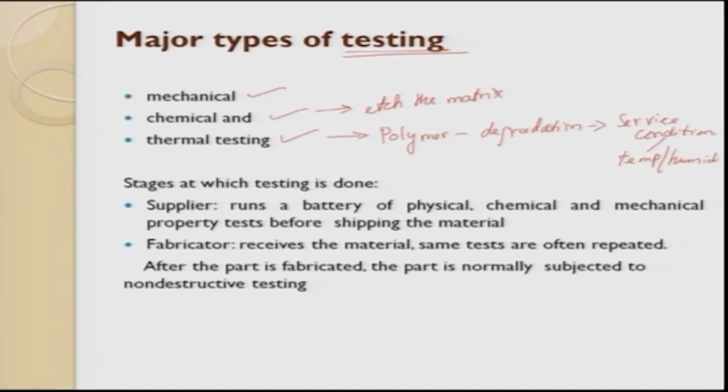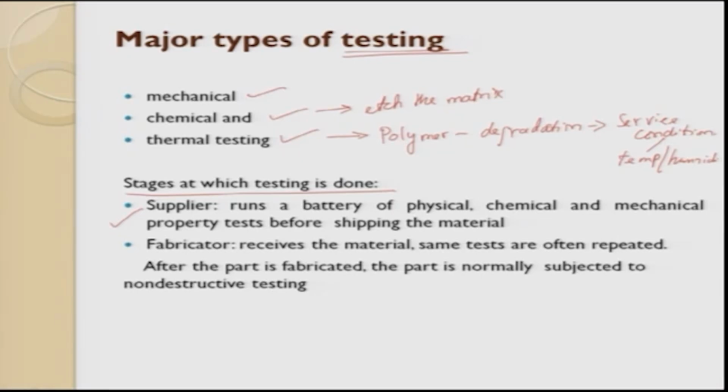Okay. The testing can be divided into mechanical testing, chemical testing, and thermal testing. There are several stages at which the testing is done. The first test will be done by the supplier, because he gives you a catalog sheet wherein he tries to say what the property of my sample will be, or what performance it will produce. So the supplier data will be there.